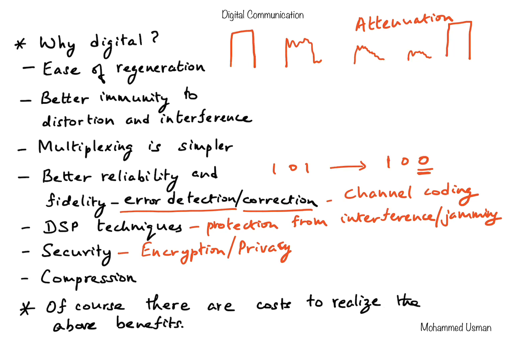Okay, and the other advantage of digital is compression. By compression, we mean that we can represent our data as compactly as possible. So compression is basically a compact representation of our data. For example, if you have an image or an audio or a video, we can compress this and make it as small as possible. Compact representation of data, and it's also called source coding.